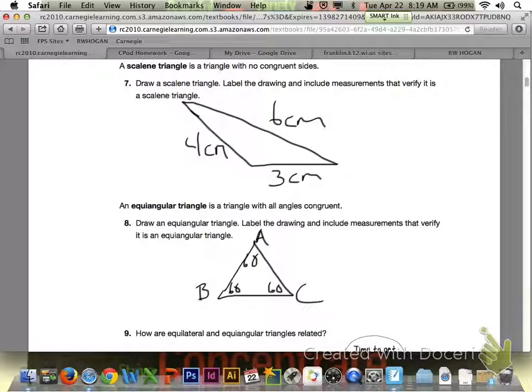Here's a sketch of a scalene triangle that I drew. A scalene triangle has no congruent sides. An equiangular triangle is a triangle with all angles that are congruent. So you can see in triangle ABC, each angle measure is 60 degrees.